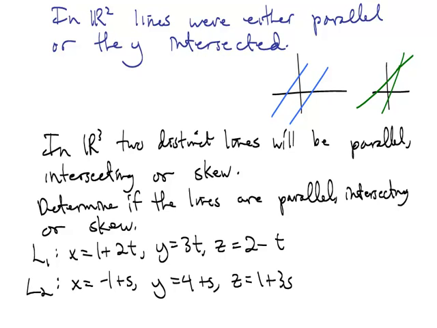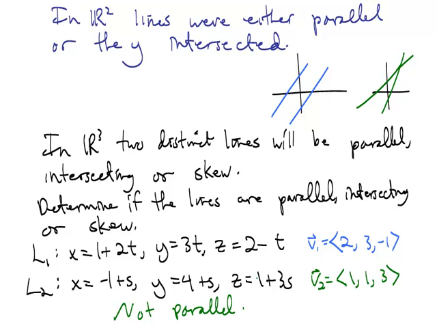Now right off the bat, I can see what my direction vectors are. I'm going to call v1 the direction vector of my first line. That's the coefficients of my parameter, if you recall. That's 2, 3, negative 1. What about v2? The direction vector for my second line, the coefficients of that parameter, 1, 1, and 3. And so we can clearly see that these vectors are not scalar multiples of each other. So we can rule out the case that these two lines are parallel. They're not parallel because their direction vectors are not parallel. They're not scalar multiples of each other. So they're going to be either skew or intersecting.